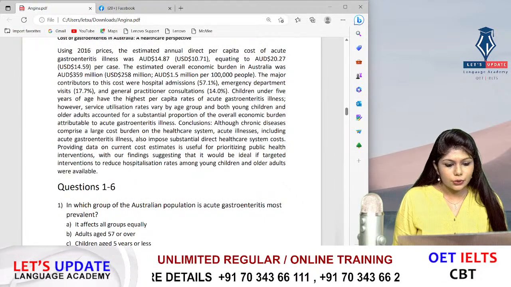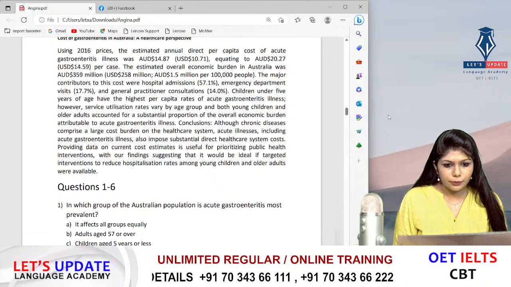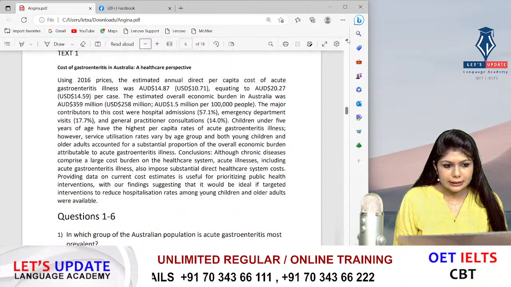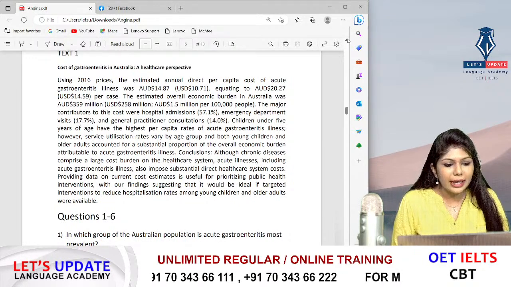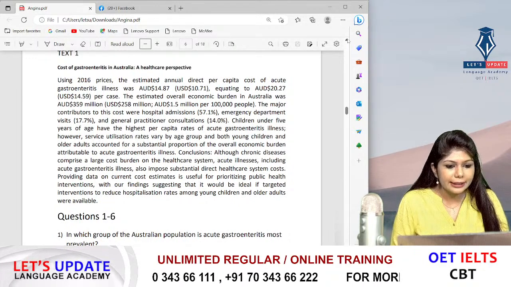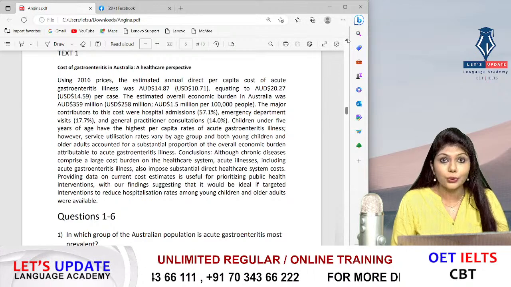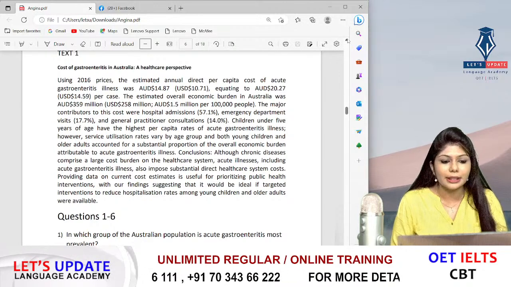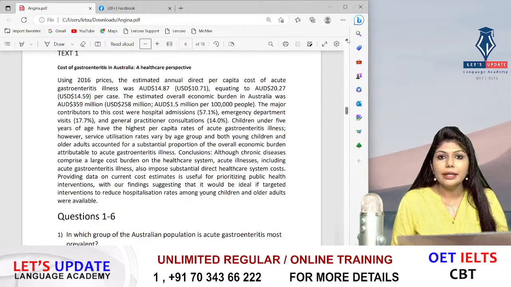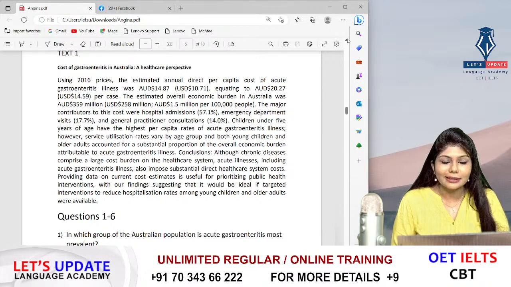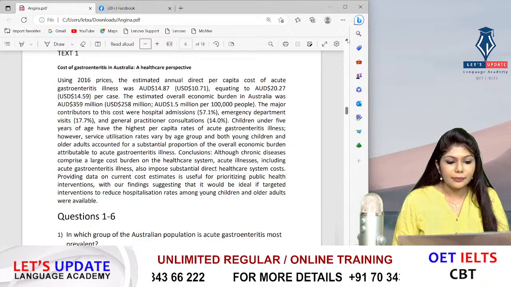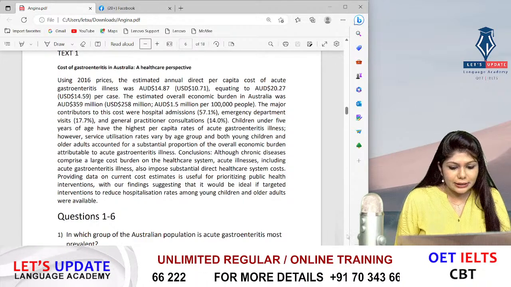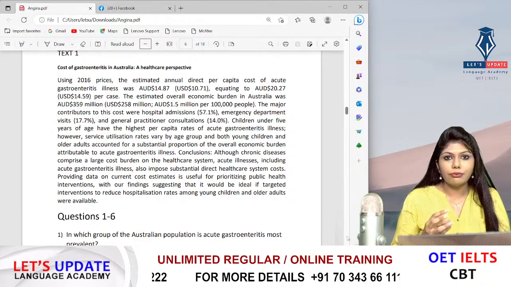So the very first text, the heading is "Cost of gastroenteritis in Australia: a healthcare perspective." You need to read the heading. That is important as well. Usually you tend to ignore the headings, but that might be useful in some cases. Then you can read the question to understand what you need to find.